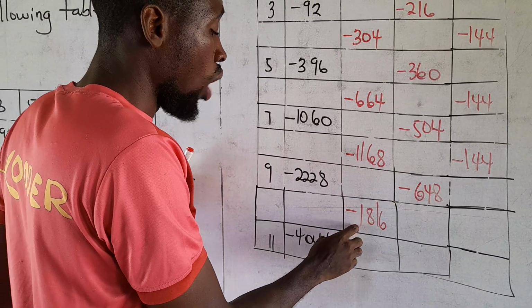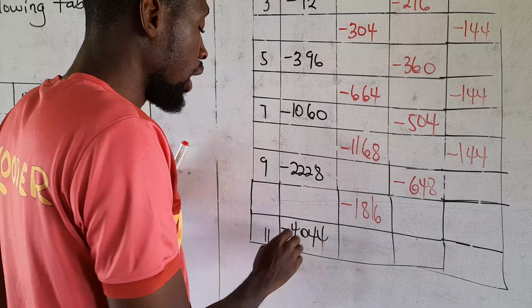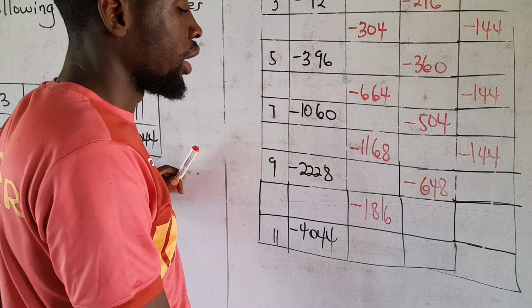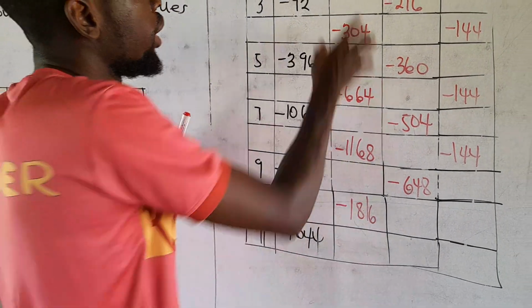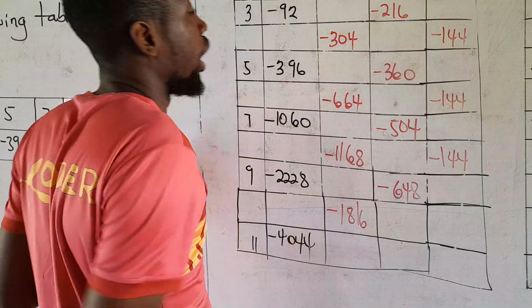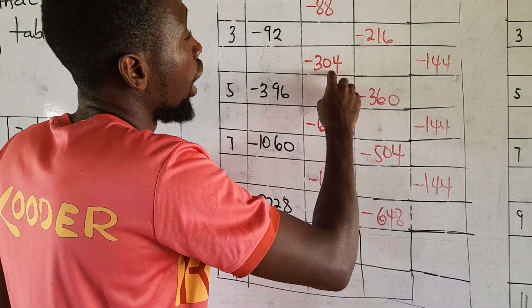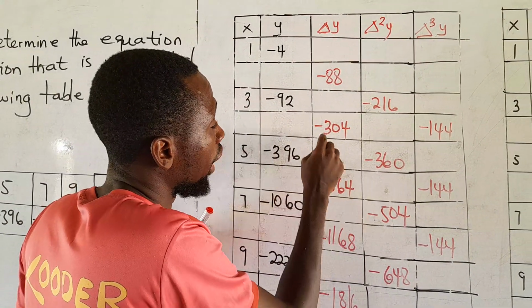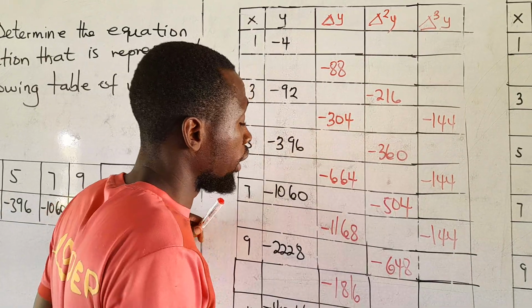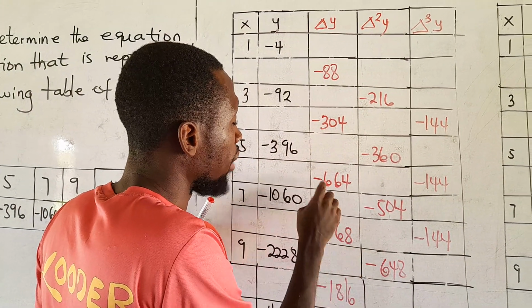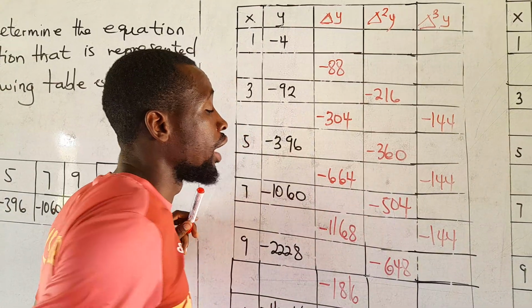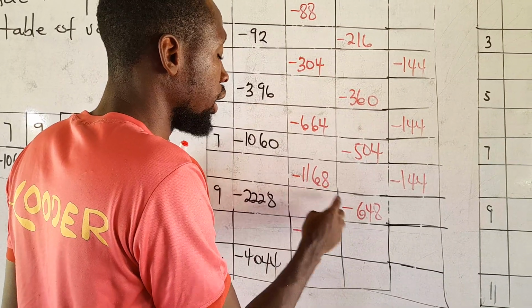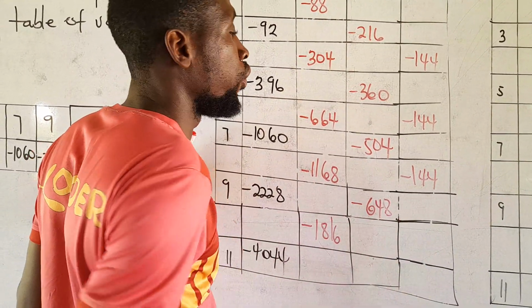Then negative 1816, negative 4044 minus negative 2228 will give us negative 1816. So since the first difference does not produce a constant, you go further to find the second difference. So negative 304 minus negative 88 will be negative 216. Negative 664 minus negative 304 will be negative 360. Negative 1168 minus negative 664 will give us negative 504. Then negative 1816 minus negative 1168 will give us negative 648.